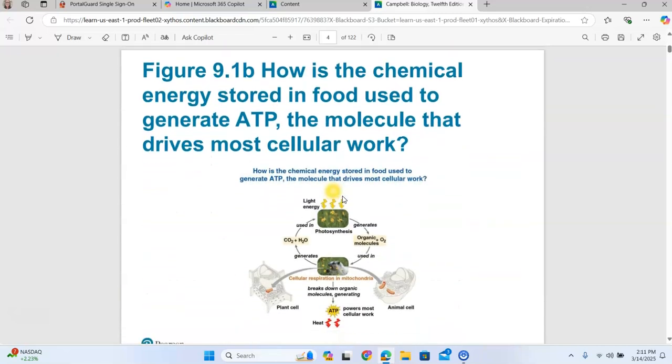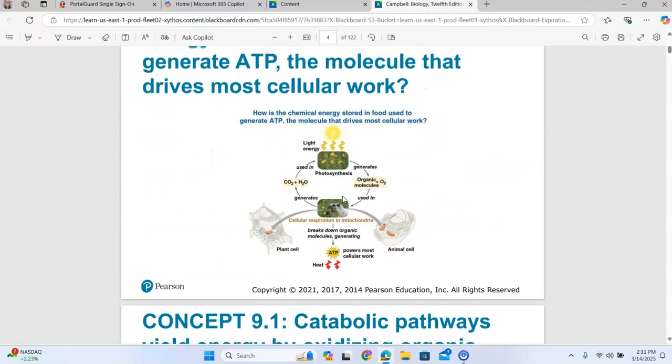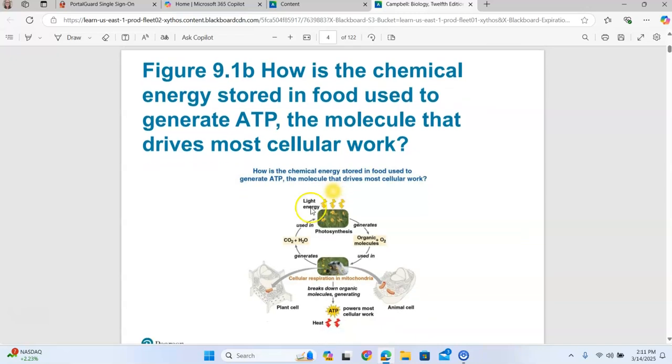All right, so here we have cellular respiration and photosynthesis compared. What you have is photosynthesis occurring in plant cells, where sunlight is harvested by the plant cells and used to make food. And then that food, in the form of organic molecules, in the presence of oxygen, is broken down by the cells of all living things.